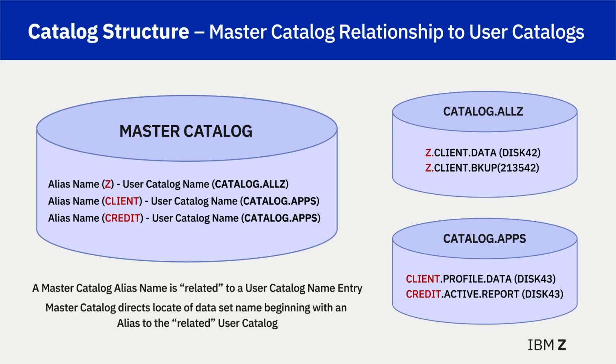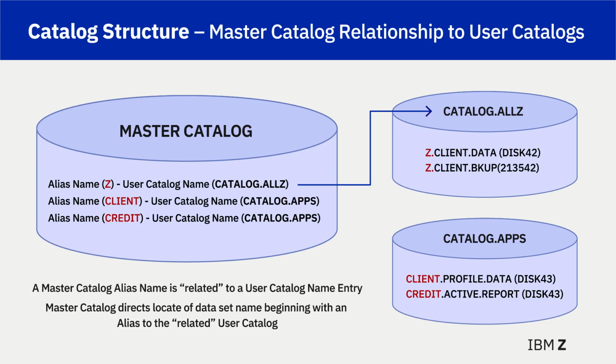In the diagram shown, the master catalog includes three alias names: Z, client, and credit. Z alias entry is related to catalog.allz. Therefore, a locate of z.client.data and z.client.backup would be directed to catalog.allz to follow through with locating the dataset name on the target volume.